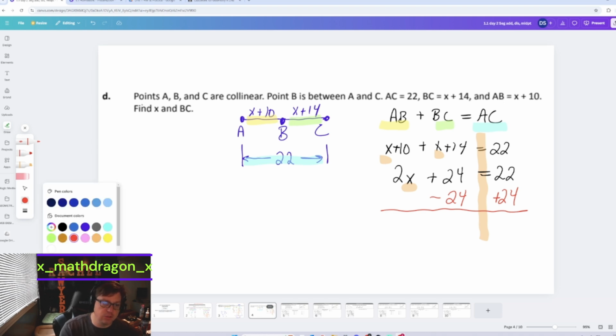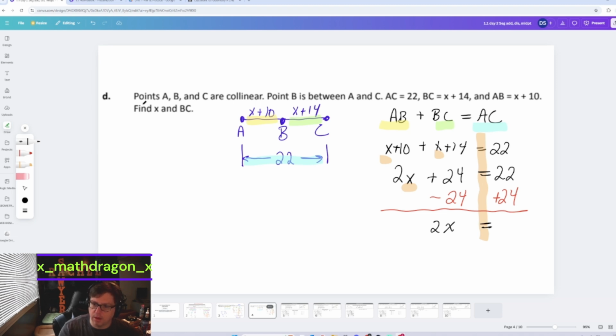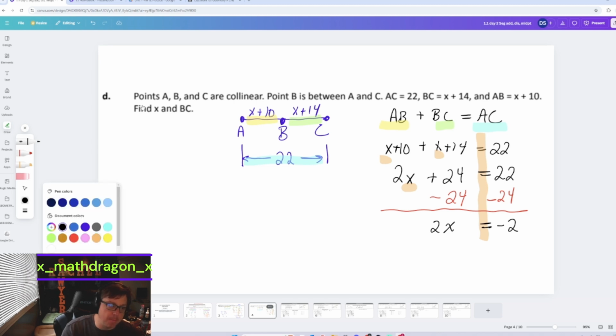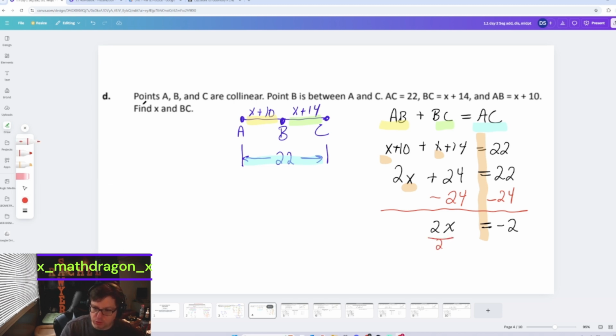Now, still have the 2x. So I'm going to leave that. And then, oops, I put a plus and it should have been... Let's go back here. Sorry. Should be minus 24. So that when I do that, 22 minus 24, I should get a negative 2. I still, however, have this 2, so I'm going to divide both sides by 2. And then x is going to equal negative 1.